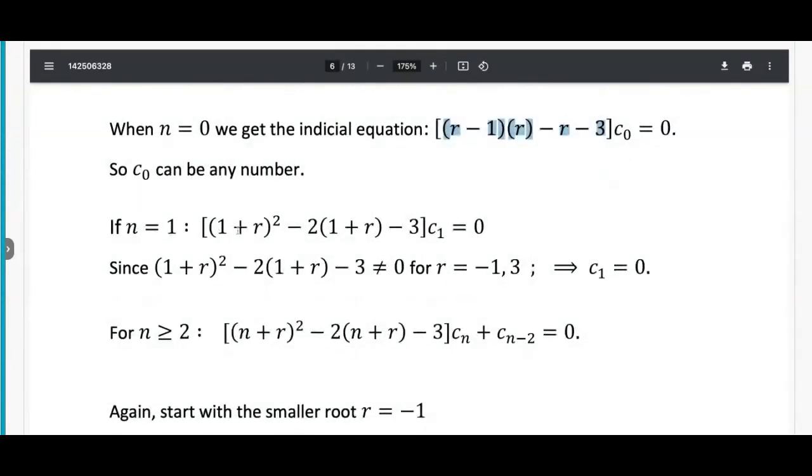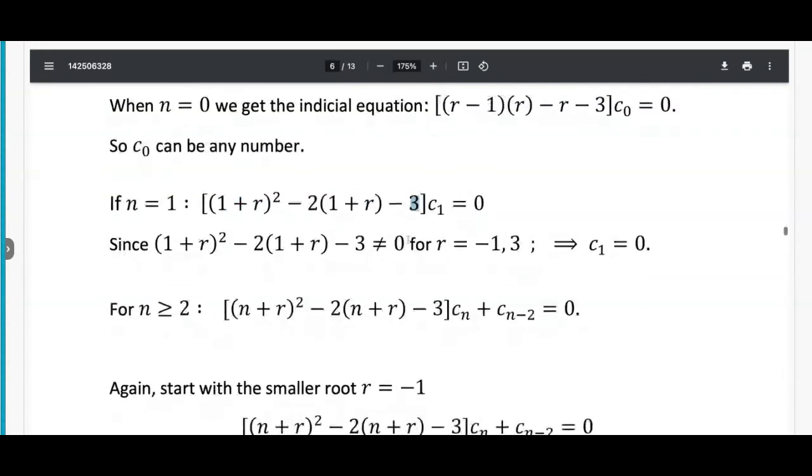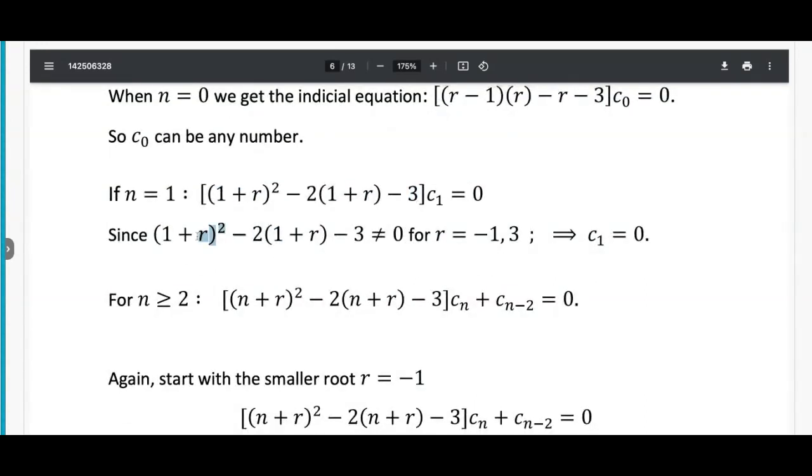If n equals 1, what do we get? We get this, we'll solve for C1. We simplify. We see for r equals -1, you can plug in, that's 0. So C1 equals 0. You plug into 3, it's the same, right?